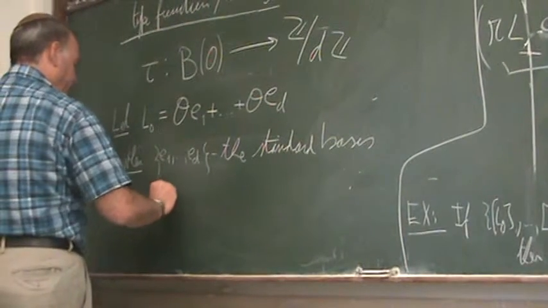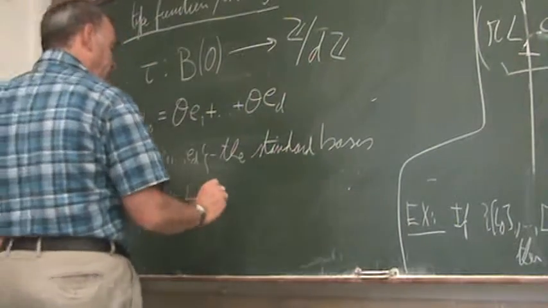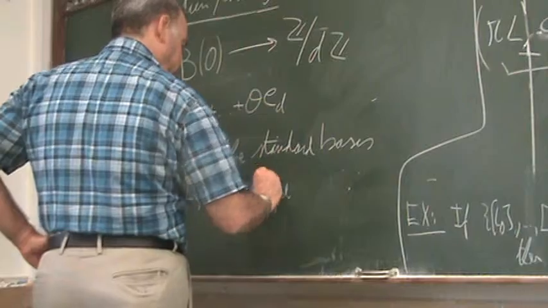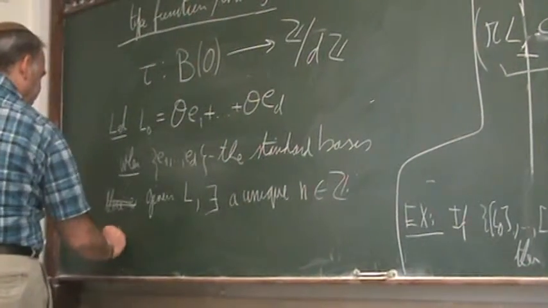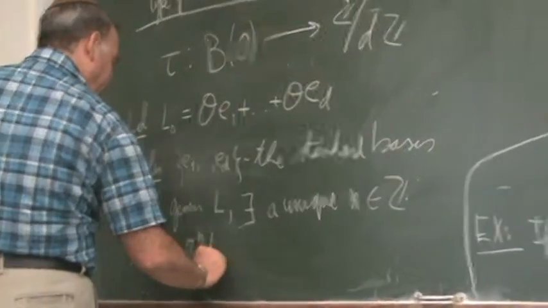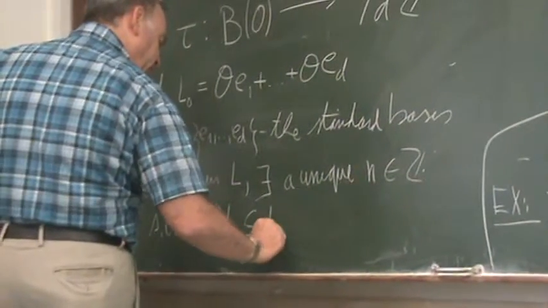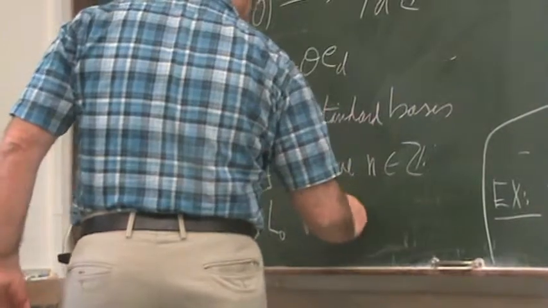given L, there exists a unique n in Z such that pi to the n L is inside L0, with minimal index.